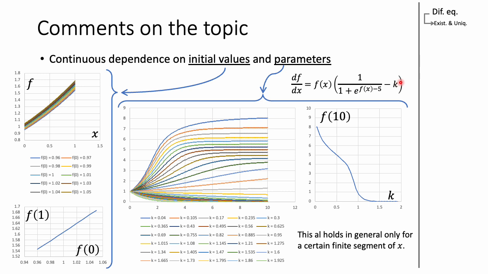And well, let's keep k equal to 1/2 for now, and let's consider this picture on the left of the slide. We have a family of solutions to this equation which differ from each other by their initial conditions. The initial condition f of 0 varies from 0.96 to 1.05. And then the solution is evaluated over a short range of x, specifically at the point x equals 1, and the value of f of 1 is plotted against the value of f of 0, the initial condition. And we see that this dependence is linear in this case.